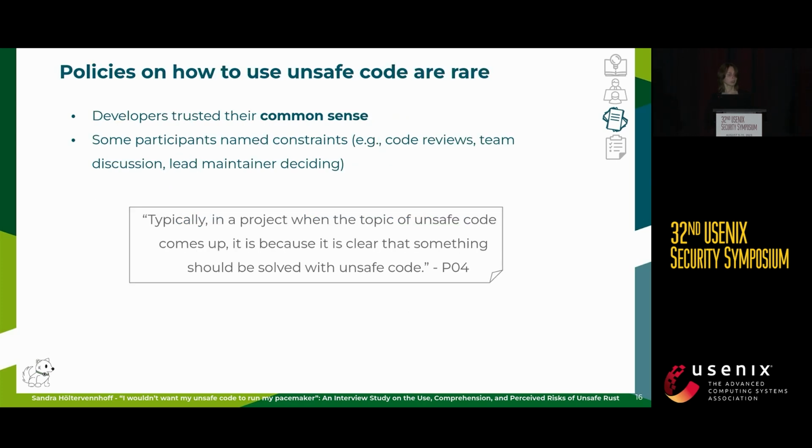Regarding policies, we found that only very few participants had security policies in their project, like mandatory security comments or API policies regarding the usage of unsafe Rust. With project-level recommendations being rare, most developers trusted in their common sense or the common sense of their peers and decided for themselves when unsafe code should be used or not. Like one participant stated, in a project, when the topic of unsafe code comes up, it's because it's clear that something should be solved with unsafe code.